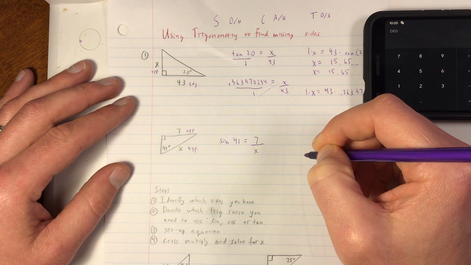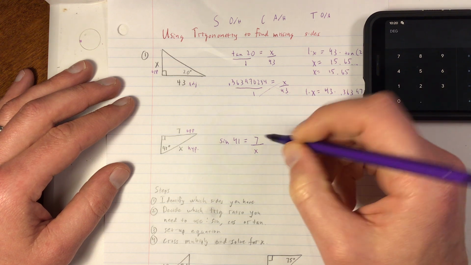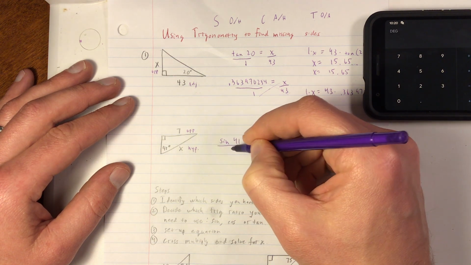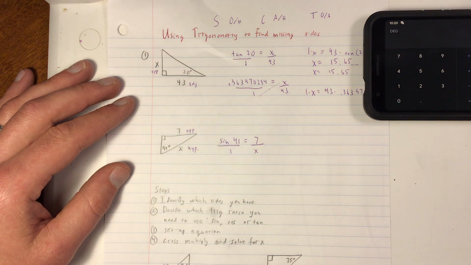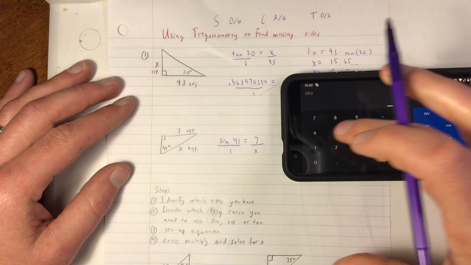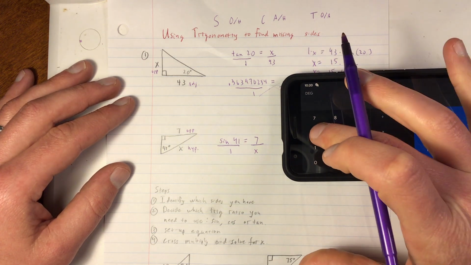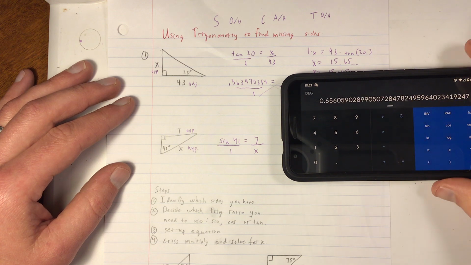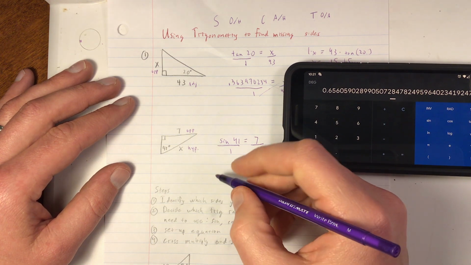All right, two different ways we can do this. I'm going to put this over 1. I can, right off the bat, take the sine of 41. Sine of 41. 0.65.